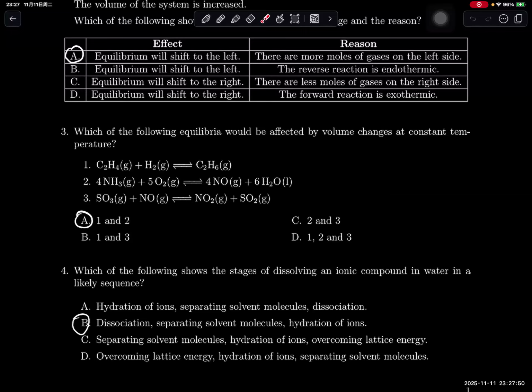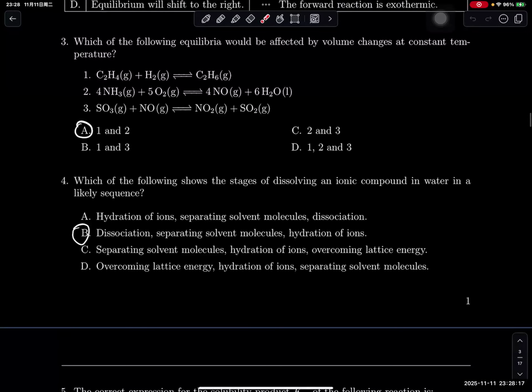On the left hand side, you have 9 gas. On the right hand side, you have 4 gas. Remember that water is in liquid form, so it does not contribute any pressure. That contributes to equilibrium shift as well. Whereas reaction 3 has 2 gas on the left hand side and 2 gas on the right hand side. Changing volume only affects the rate, but affects the rate equally for both directions. So it does not apply here. Okay, so this is why question 3 has answer A.